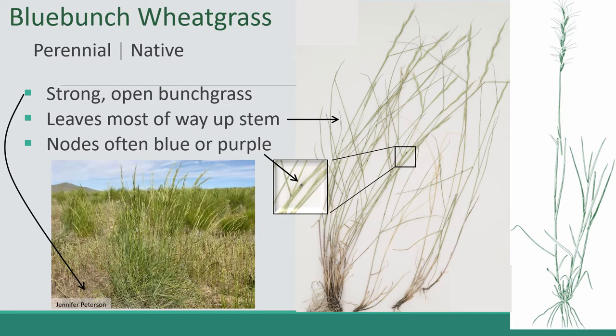You can't always see it on a picture, but the nodes are purple, and that's a very important identifying characteristic when you're out in the field. So try to take a look in that picture. If you think it's blue bunch wheatgrass, try to look for those purple knees. It's got those nodes, the kind of purple or blue knees. Now it's called blue bunch wheatgrass, and if you look at these pictures, it doesn't look very blue, but when the plant is young, it does actually have a blue sheen to it. Then it grows older and it gets quite green, and then it turns kind of that tawny straw color.